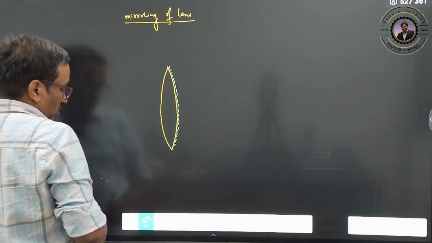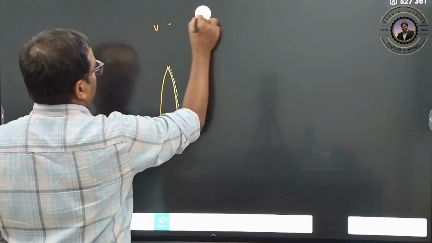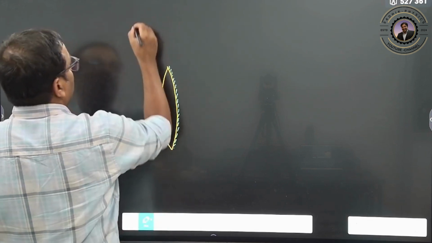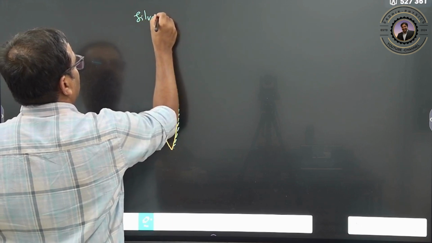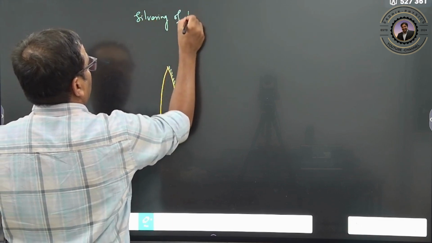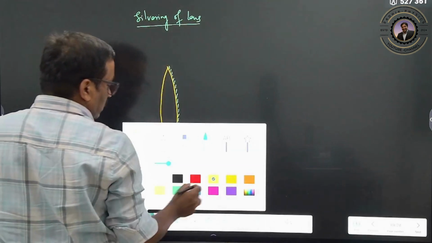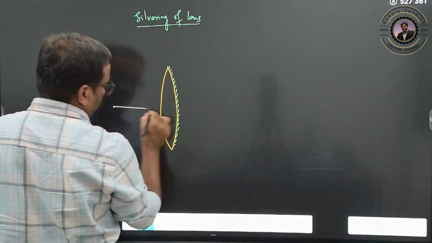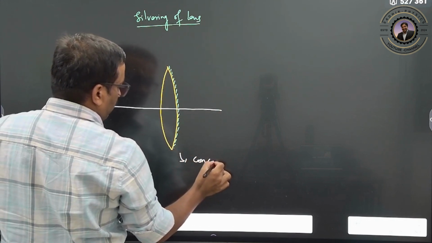So this is silvering of lens. Clear? Now what will happen once it is coated like this? This lens behaves like a concave mirror.